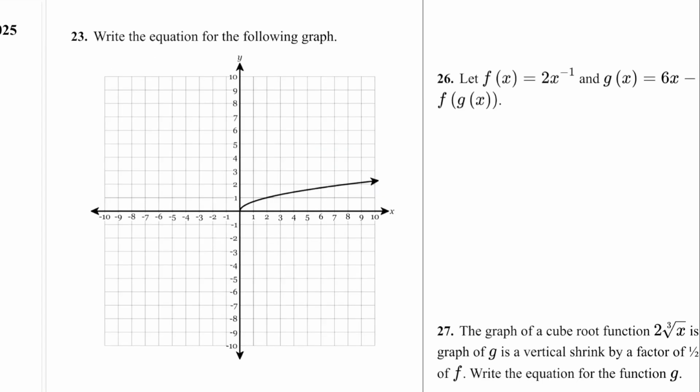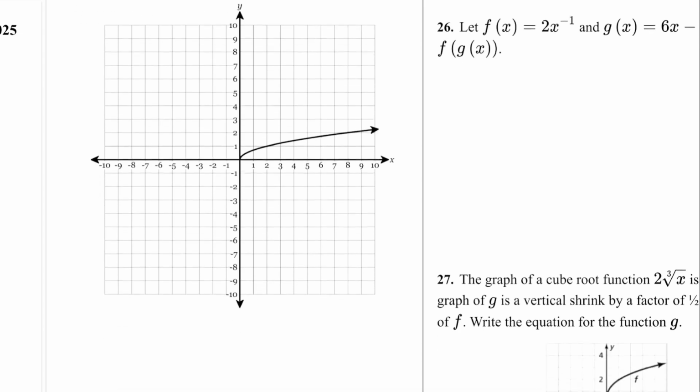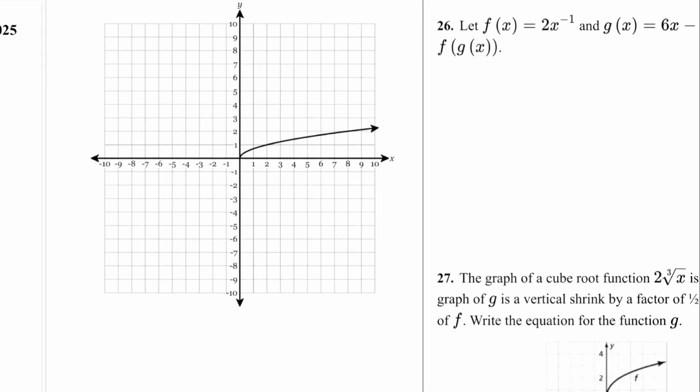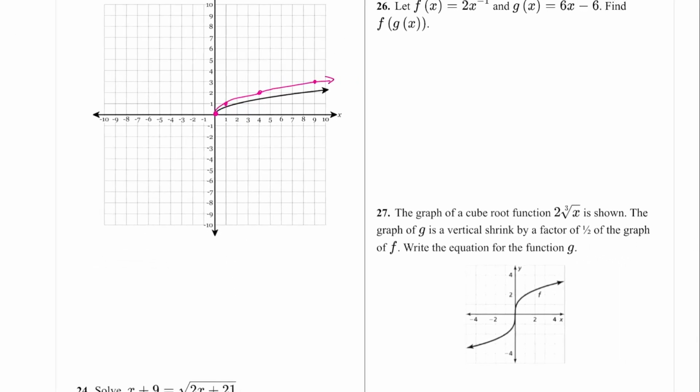Write an equation for the following graph. So the parent function of this is the square root graph. We can know that by the shape of the graph. Now, the square root graph goes from (0, 0), (1, 1), (4, 2), because the square root of 4 is 2. The square root of 9 is 3. And then this is what our graph looks like. Okay, so it is definitely smushed down a bit.